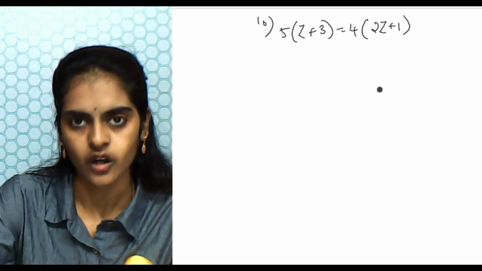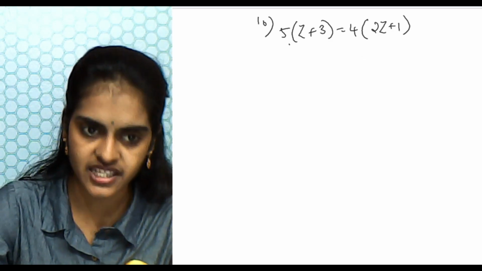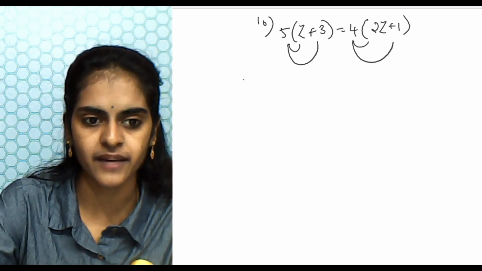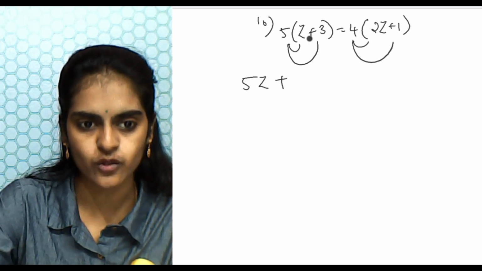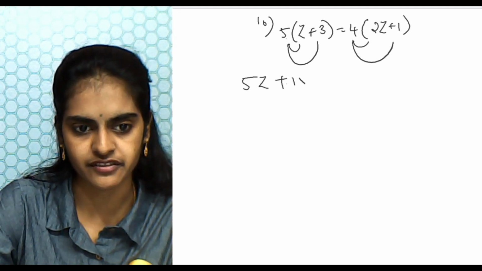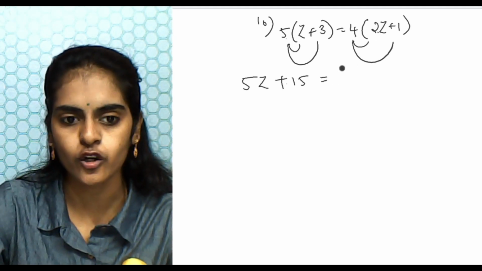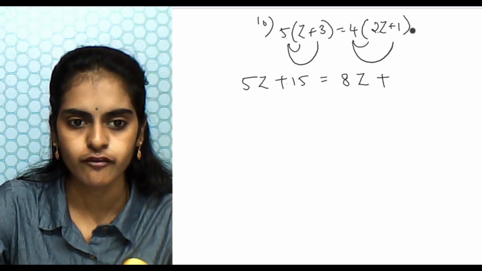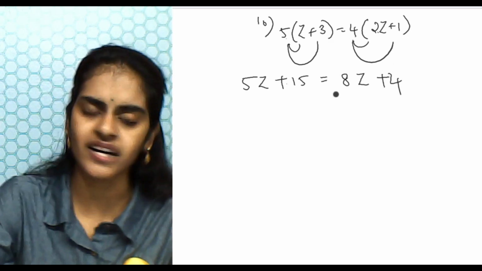plus 1). Okay, so when you have brackets like this, firstly you will multiply in this way. 5 multiplied by z is 5z, plus, write it, 5 3s are 15, is equal to 4 2s are 8z, write the plus sign here, 4 1s are 4. Okay, now again it is the same.